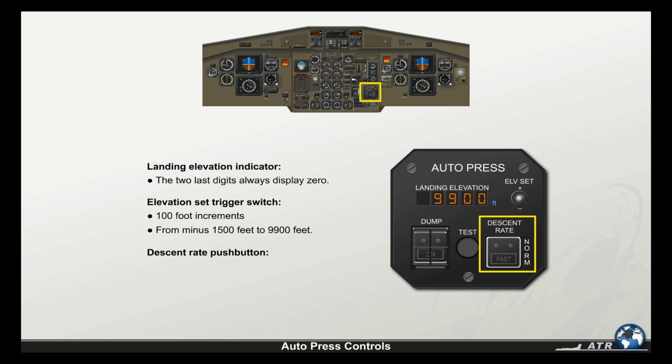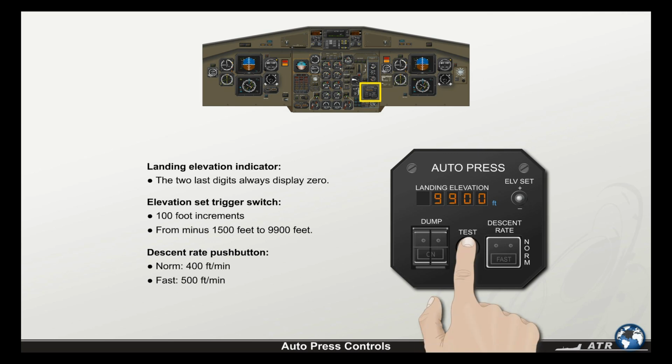The descent rate push button allows a faster cabin rate of descent. In the normal position, when the push button is released, the maximum cabin rate of descent is 400 feet per minute. In the fast position, when the push button is depressed, the maximum cabin rate of descent is 500 feet per minute. When the fast mode is used, a fast light illuminates blue in the push button.